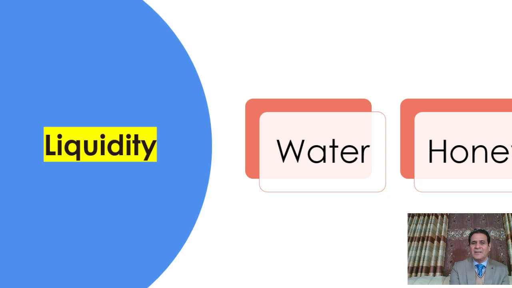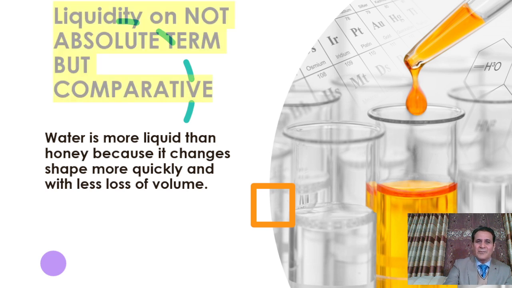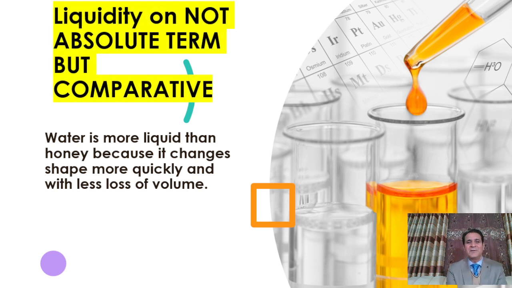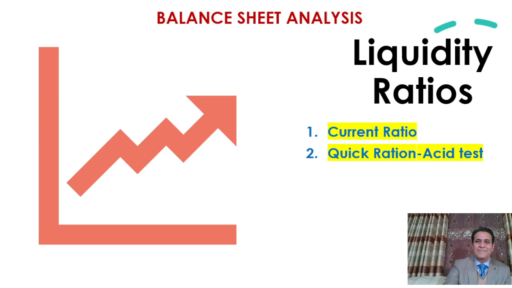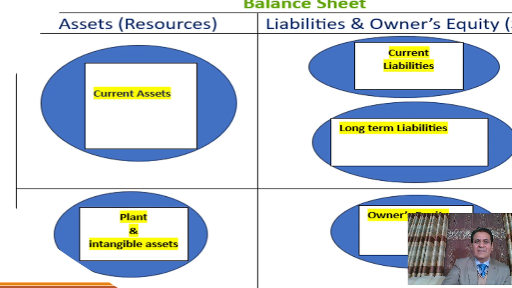So liquidity is a comparative statement. One asset may be more liquid and yet another asset may not be as liquid. So it is not an absolute term, it is a comparative term. An asset that requires less time and experiences minimum loss in value when changing its form is considered more liquid. We have two ratios. The first one is the current ratio, and then we have the quick ratio or asset test for liquidity ratio analysis.